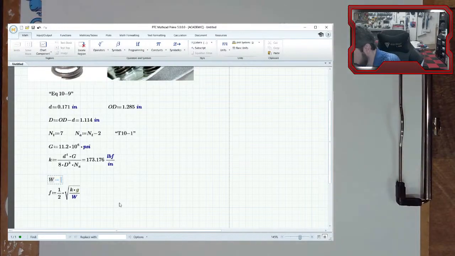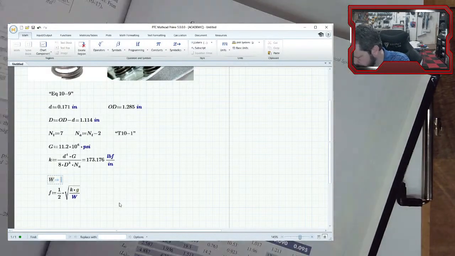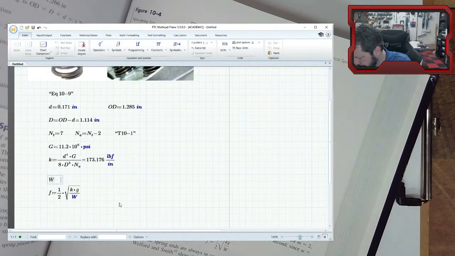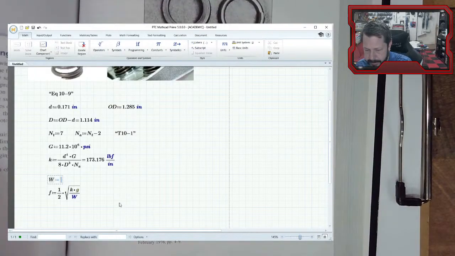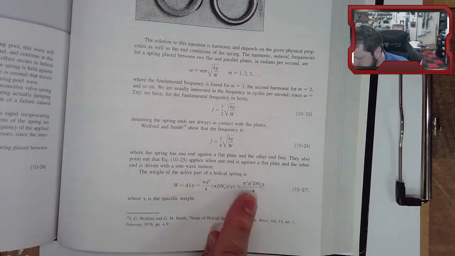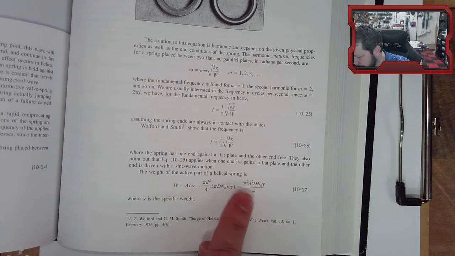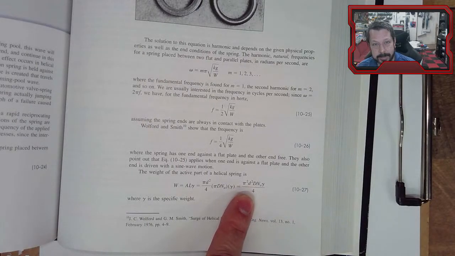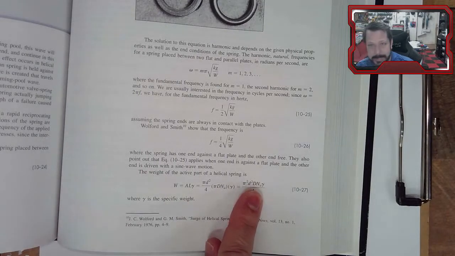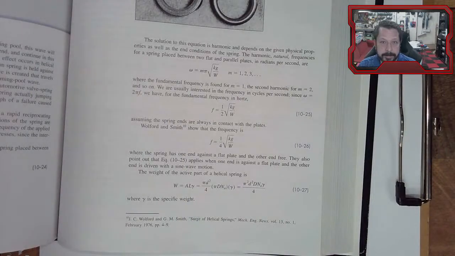And they have an equation in your book for calculating the weight of the spring, or at least estimating it. I'm just looking at the equation number. 10.27 down here is the equation number. So basically what it does is, you can see a pi d squared over 4 in there. So there's a cross-sectional area of the wire itself. There's another pi d, that's basically a circumference, times number of active coils. So that gets you the volume of the spring more or less.